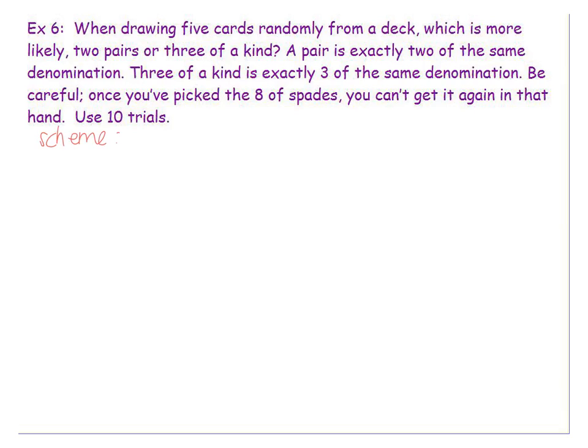So our scheme, I'm going to label them through the different cards. Aces are going to be my first 4. So they are going to be 01 to 04. Twos are going to be 05 to 08. Threes are going to be 09 to 12. Fours are going to be 13 to 16. Fives are going to be 17 to 20. Sixes are going to be 21 to 24.